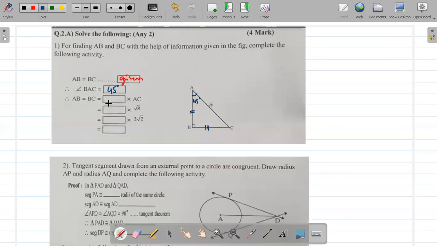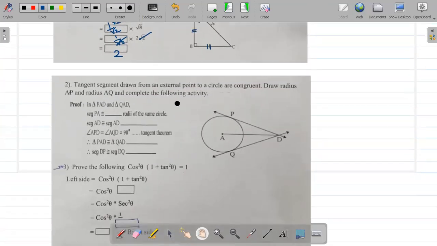AB is equal to BC, and this is a rule of a 45, 45, 90 degree triangle, that these two sides are equal to 1 over root 2 times the hypotenuse. Hypotenuse is AC in this case. We replace AC with root of 8, and this 1 over root 2 gets carried up to the next two boxes, and root 2 gets crossed out. That gives us the answer to be 2. Okay, those were the boxes.